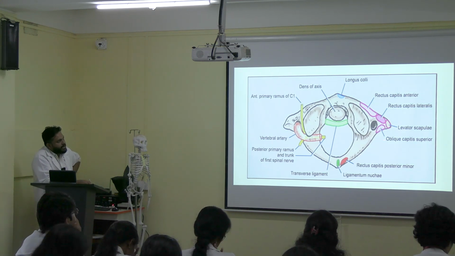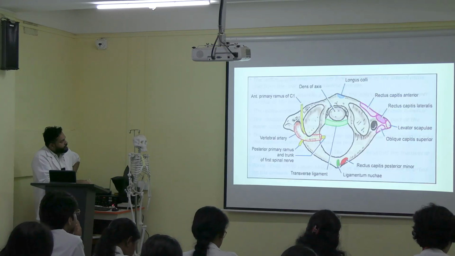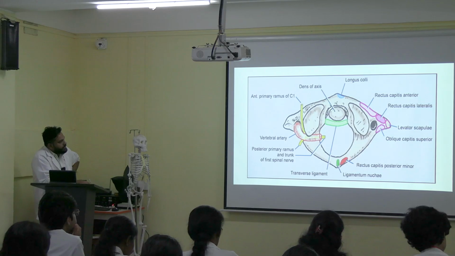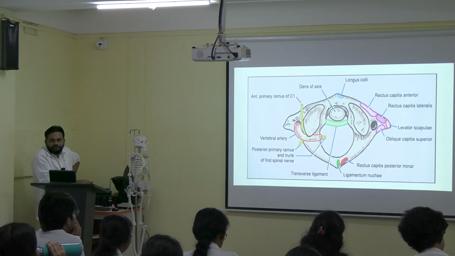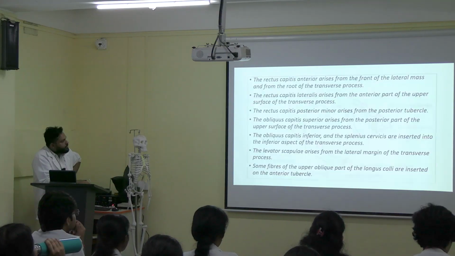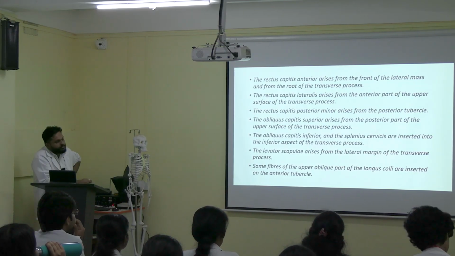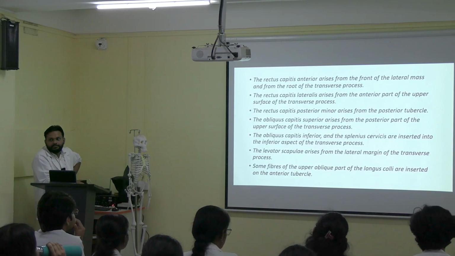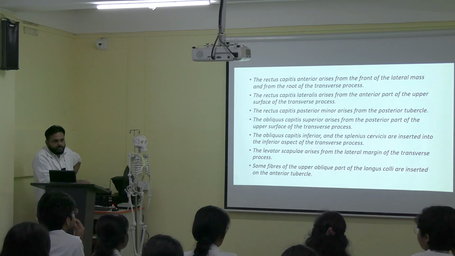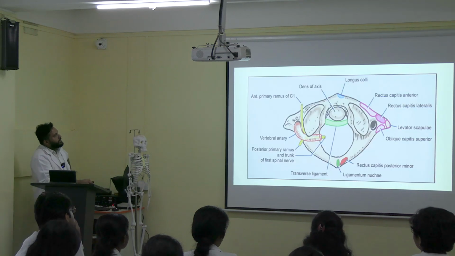You have to know the orientation, anterior to posterior, then you will be able to name everything. Then, adjacent to the posterior tubercle, which muscle is present? Rectus capitis posterior minor. The rectus capitis posterior minor arises from the posterior tubercle.